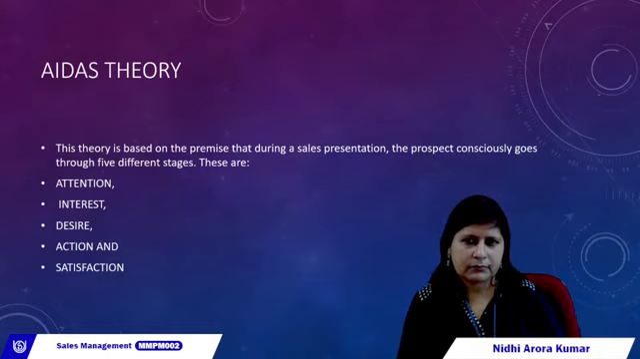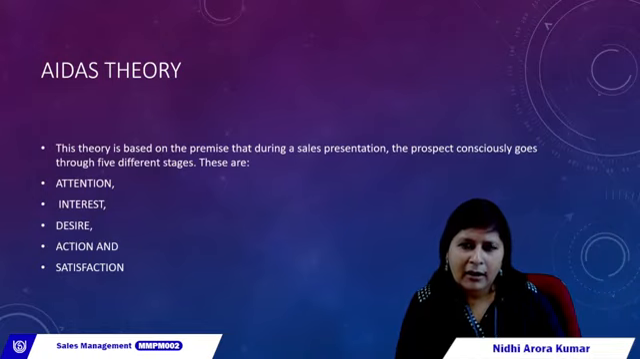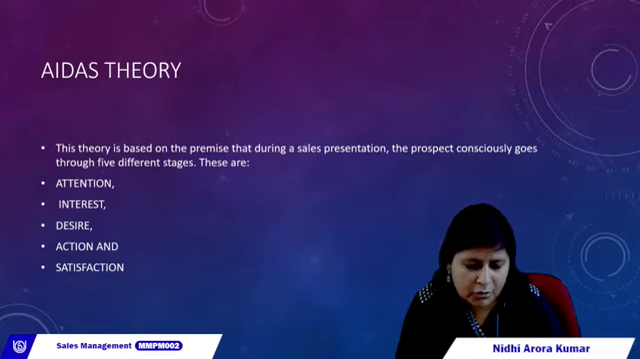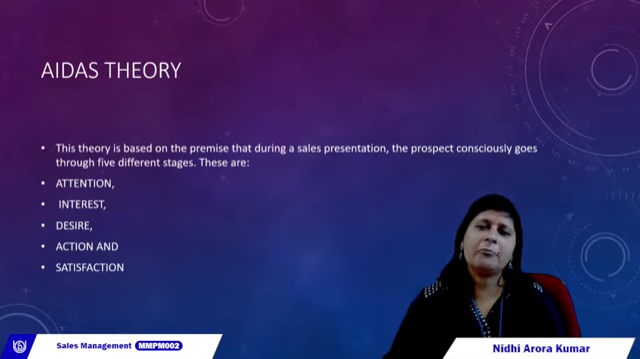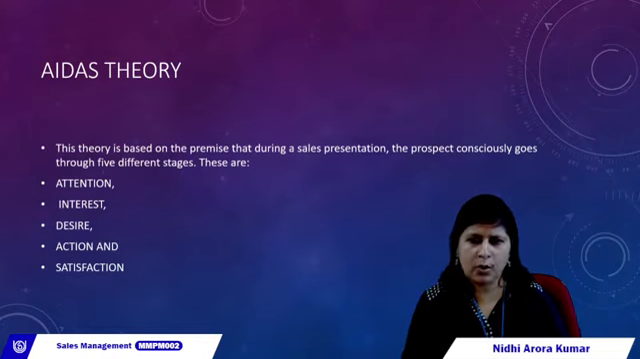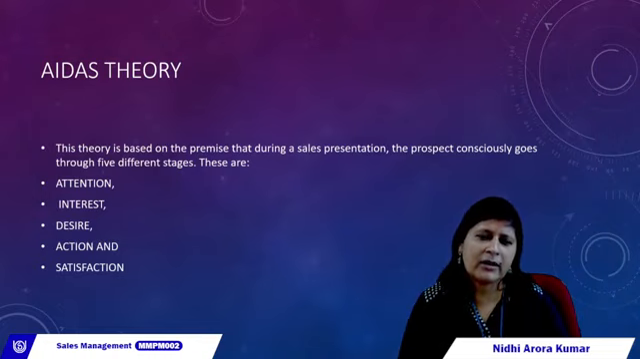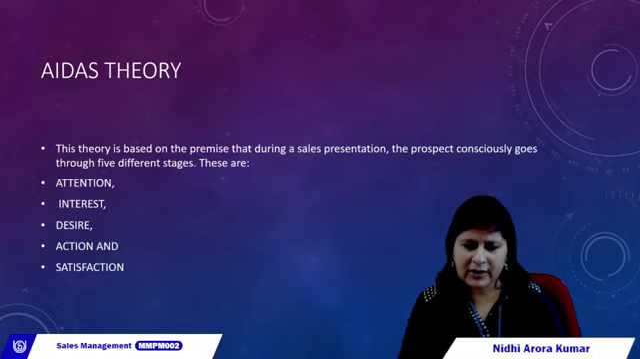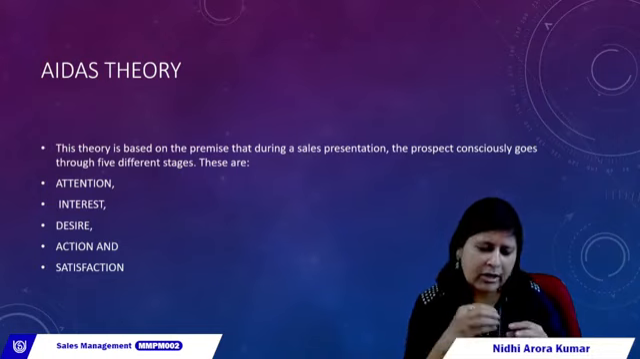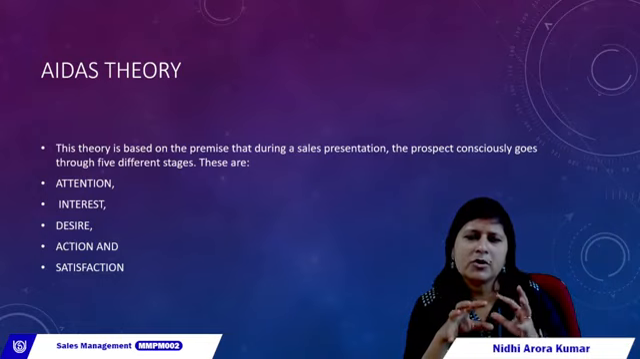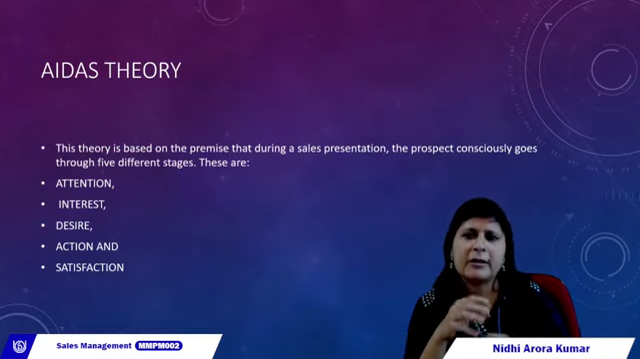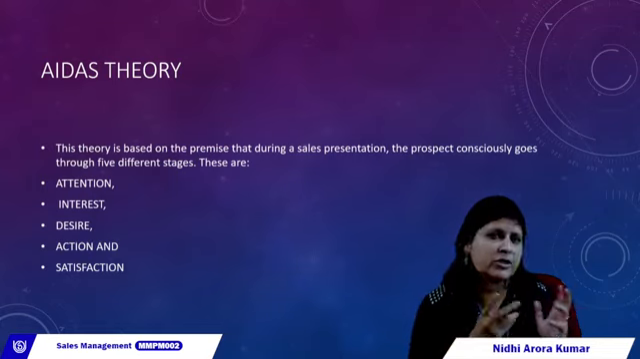Then desire. After creating an interest, it is important that the salesperson should be able to evoke the desire in the prospects, showing how that product can satisfy their needs and wants. So it is important to create the desire. Then action and satisfaction. After creating a desire, it is important to persuade the consumer, or help the consumer, to take favorable and positive action which can lead to purchases.